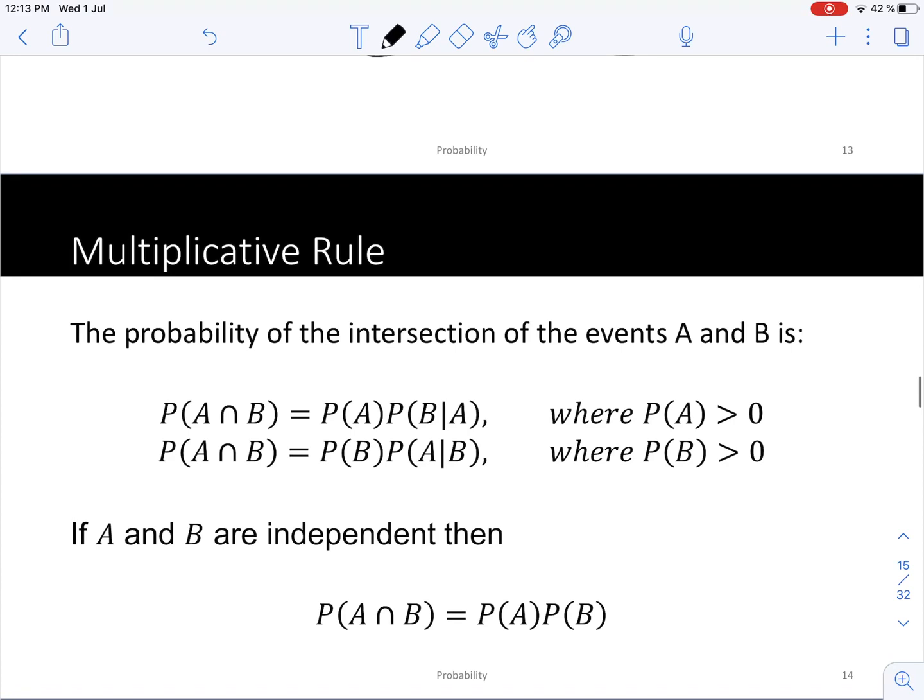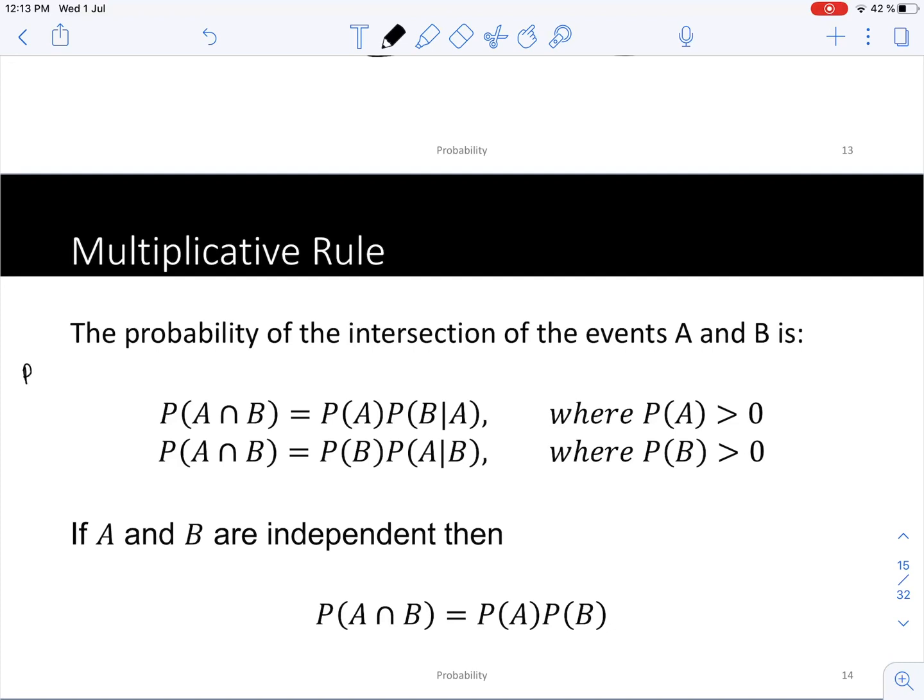Okay, so let's talk about the multiplicative rule. This is just a general rule on how to compute intersections when we have conditional events. So in the first case, we have A intersection B. This is equivalent to the probability of A times the probability of B given A. I don't want you to memorize this. This comes from the conditional probability.